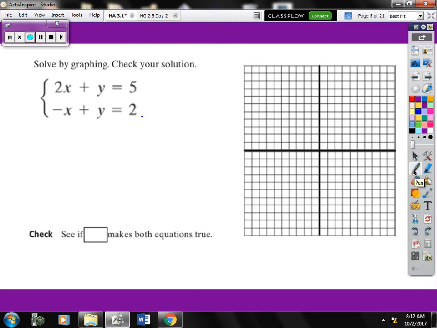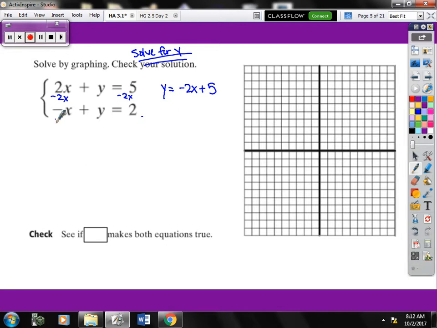And when they're not in slope-intercept form, you can graph using intercepts if you wanted to, plugging in 0 for x, plugging in 0 for y, find your intercepts and plot them. But most of you would probably prefer to solve for y for each one. So the first one I would subtract 2x on both sides to get y equals negative 2x plus 5.